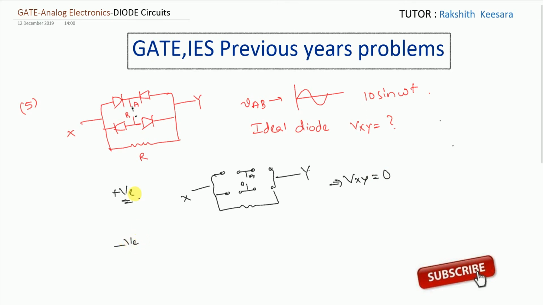If you see the negative cycle, here negative voltage will be there, here positive voltage will be there. So these 2 diodes will be in on condition. Here it is positive voltage. So these two diodes will also be in on condition. This is the equivalent circuit. On condition, on condition. If you see here, X and Y are short circuited. What is the voltage between X and Y? Again 0. So the answer is 0.